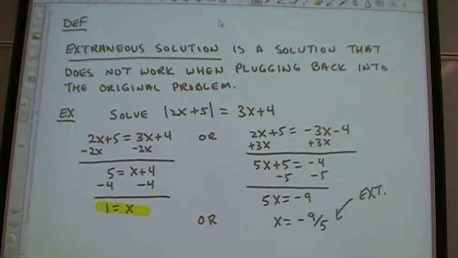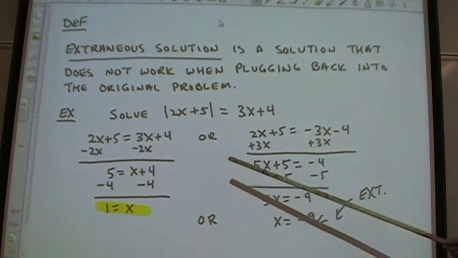And we'll look at this example below. Solve: the absolute value of 2x plus 5 equals 3x plus 4. You do it the same way. We have to isolate the absolute value. It's already isolated. Next step is to get rid of the absolute value symbols.